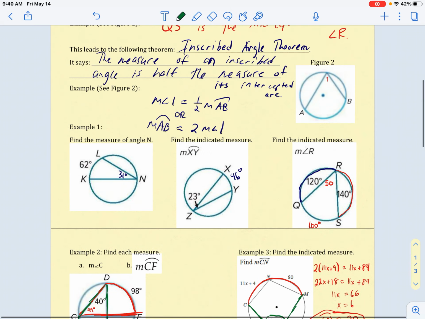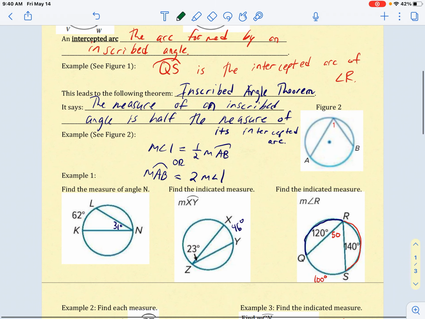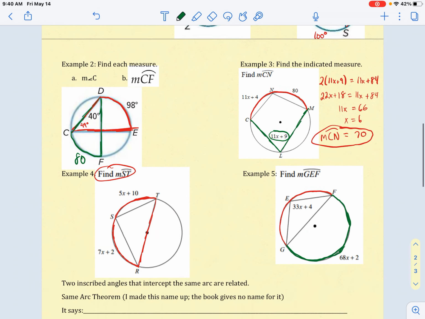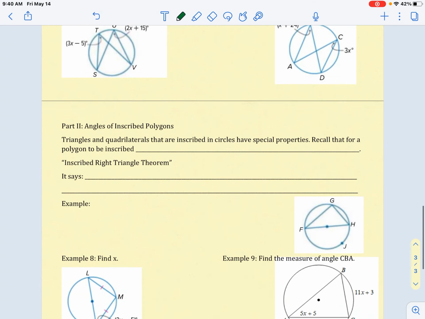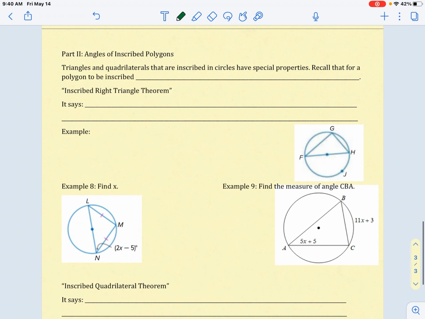So again, it all comes down to the inscribed angle measure is half the measure of its intercepted arc. And then you just have to figure out which arc matches up with which angle. Play around with it. Remember, semicircles, measures are 180, okay, etc. All right, I'm going to skip that part.